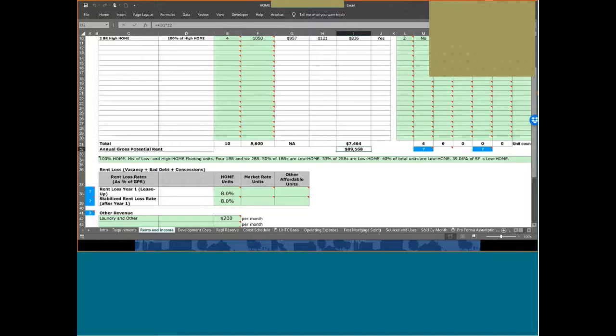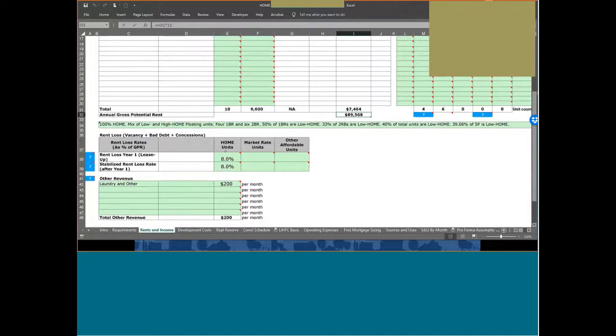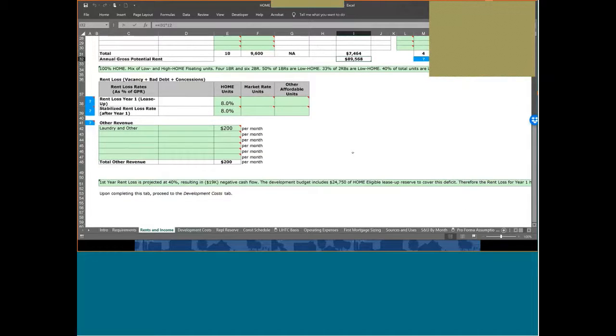I'm going to scroll down because there's other features to this worksheet. The template permits you to differentiate between rent loss in the lease-up year, which is what you see here on row 38, and rent loss in the stabilized year, which is what you see on row 39. It's a good practice to do that as an underwriter, but the template doesn't fully support this by permitting the lease-up reserve to show as revenue in the lease-up year. So as a workaround, I've taken that equation out of the mix, and I'm treating the first year as a stabilized year in my underwriting.